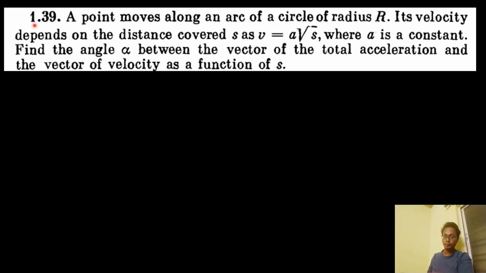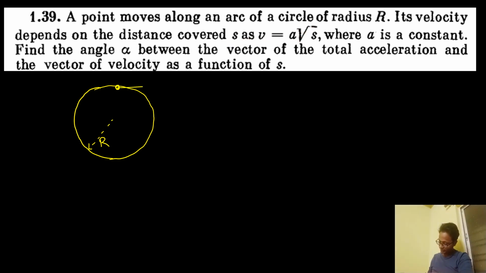Let's read the question. A point moves along an arc of a circle of radius r. So there is a circle of radius r, and there is a point in this circle that moves along this circular path. Its velocity depends upon the distance s, as v is equal to a under root s.